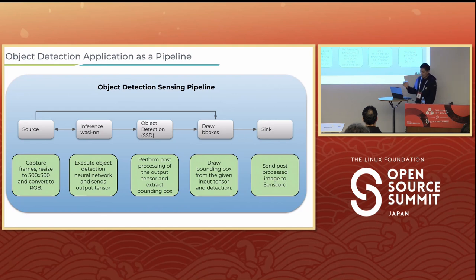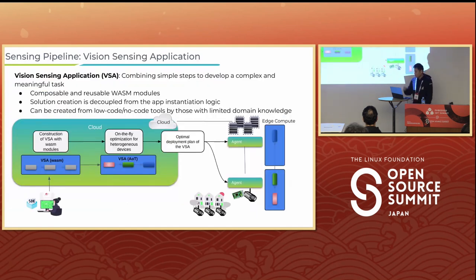Okay, we actually showed this at the workshop, which we couldn't do today. Well, you can actually see it upstairs though. Anyway, so what's so cool about this? Well, a sensing pipeline is basically you're constructing a complex application by putting together a bunch of simple ones, right? Where these individual small tasks could be developed by anyone, any team, different teams.